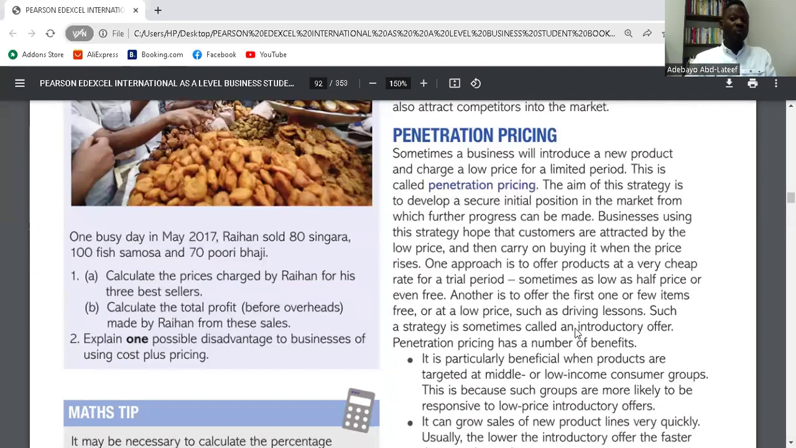Sometimes the business will introduce a new product and charge a low price for a limited period. This is called penetration pricing. The aim of this strategy is to develop a secure initial position in the market from which further progress can be made. The business using this strategy hopes that customers are attracted by the low price and then carry on buying it when the price rises.